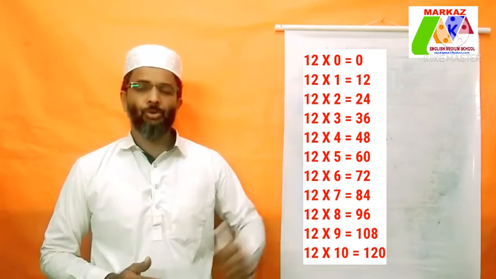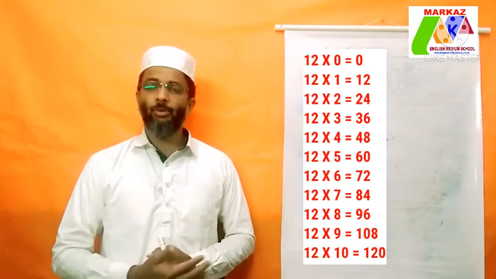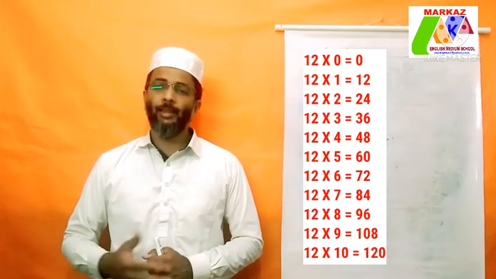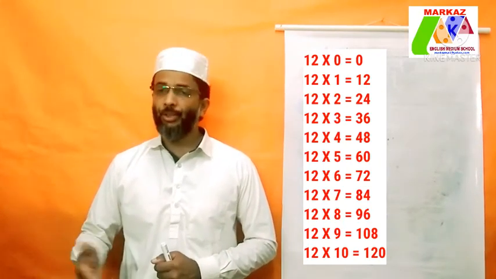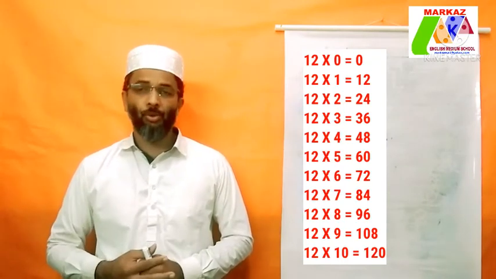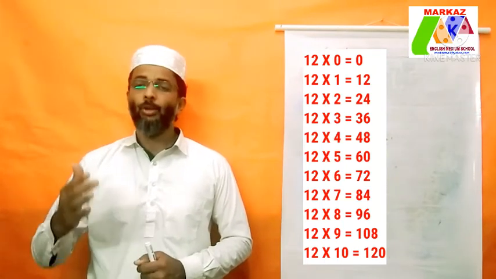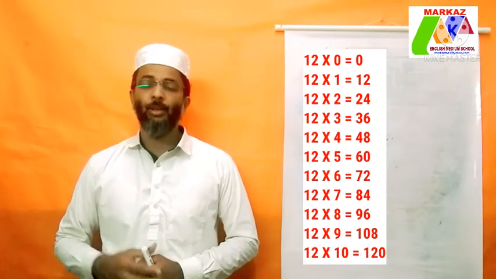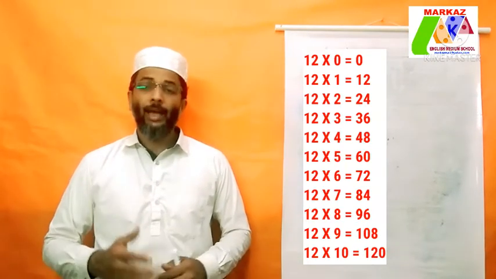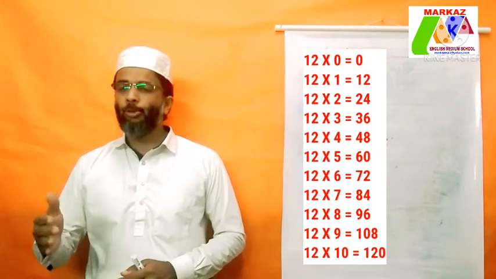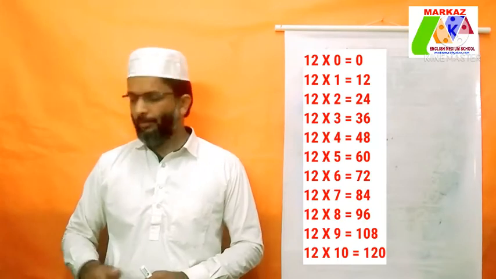12 into 0 is equal to 0. 12 into 1 is 12. 12 into 2 is 24. 12 into 3 is 36. 12 into 4 is 48. 12 into 5 is 60. 12 into 6 is 72. 12 into 7 is 84. 12 into 8 is 96. 12 into 9 is 108. 12 into 10 is 120 and so on. The products obtained are nothing else but the multiples of 12.